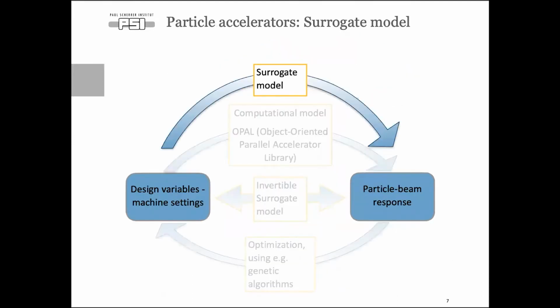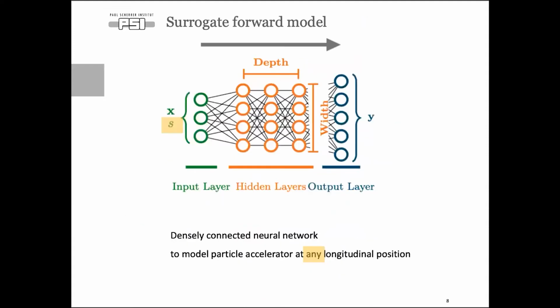So we want to optimize the beam response and get optimal machine settings. Okay, so now I will present how our models look, and I will start with the surrogate forward model. For that, we use a simple, densely connected neural network, where we have as an input the machine settings, and as an output the beam properties, and we have some hidden layers in between.